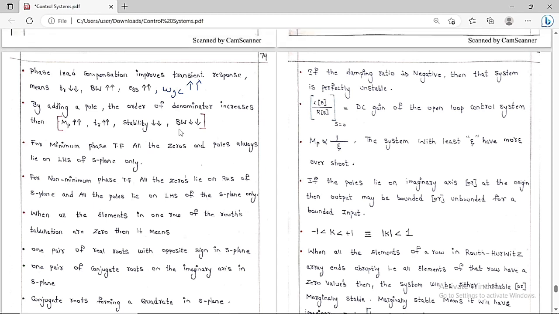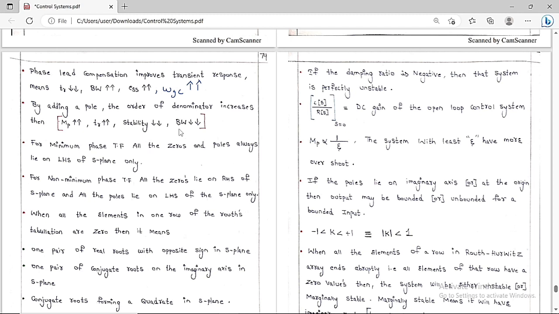In the case of phase lead compensation, we can say the zero is very close to the origin compared to the pole. This one I have already told you. Now the next one is by adding a pole, the order of the denominator increases. Then what is going to happen? The peak quotient is going to increase, the rise time is going to increase, the stability is going to decrease, and the bandwidth is going to decrease.